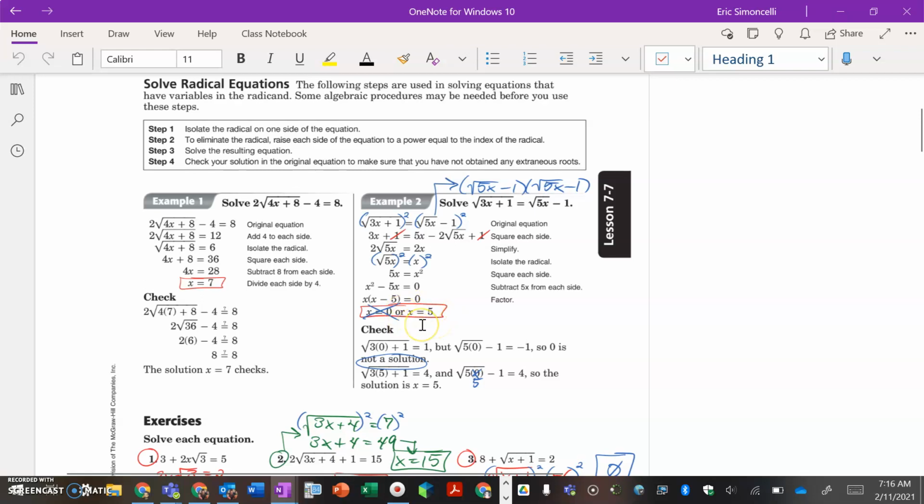So 5 is the answer, but why is 0, as I'm saying here, not the answer? We call it an extraneous root, but why? Well, if we plug in 5, the one that does work, into the original problem, we have the square root of 3 times 5 plus 1. And then does that equal, on the other side of the equation, if you plugged in 5 here, 5 times 5, obviously 25, the square root of which is 5. 5 minus 1, of course, is 4. So that's how they get that quantity.